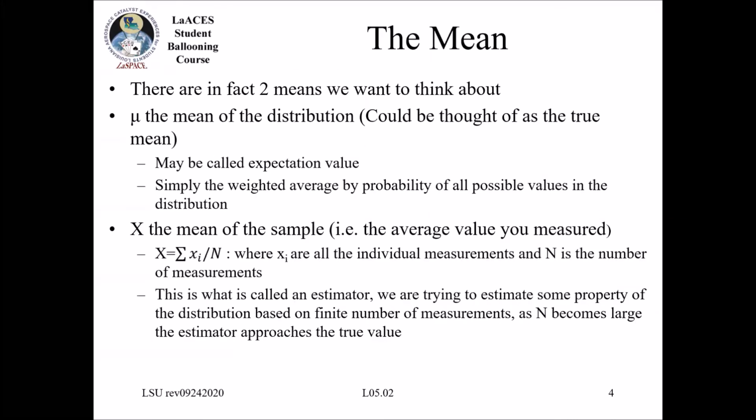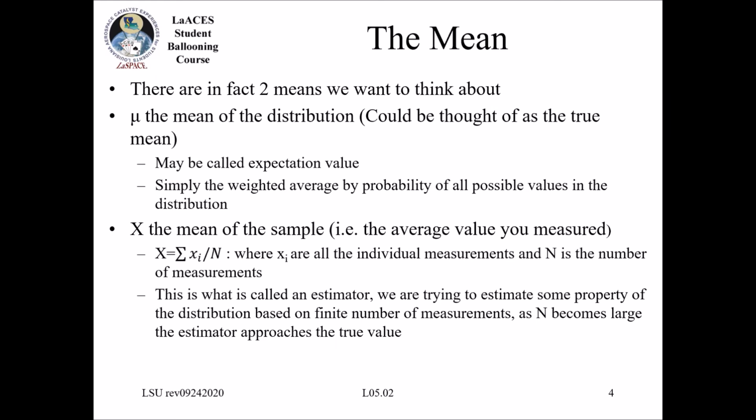So one thing we just mentioned is that a distribution has a mean, and then there is also a mean of the measurements you take. And these are actually 2 different things. There's the mean of the distribution, and one thing you could think of is that's the true mean. Sometimes you'll see it referred to as an expectation value, but like I said, it's just an average of all of the possible values in the distribution.